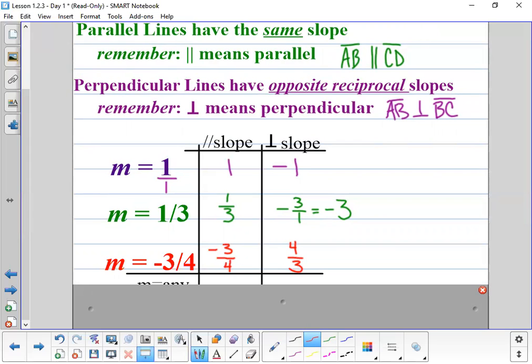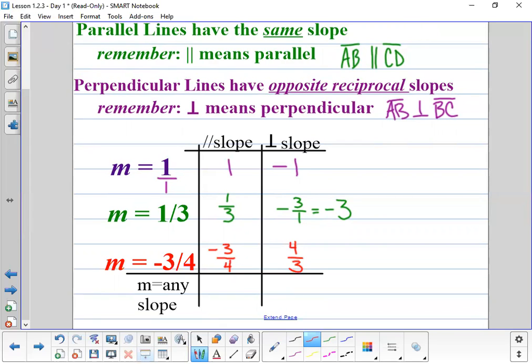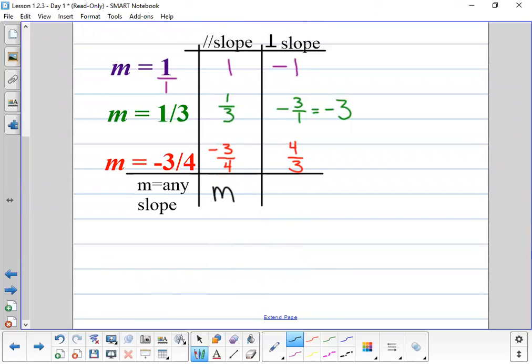Let's generalize this though. So if my slope is m, then the slope of every line that's parallel to that will also be m. And the slope of any line that's perpendicular to that, if m is positive, it's going to be negative, or it'll be the opposite sign of whatever m is. And then it would be 1/m. This is the opposite reciprocal.